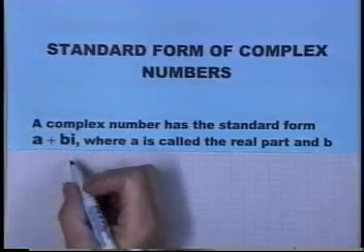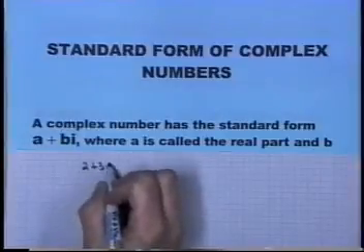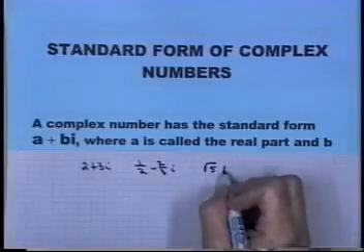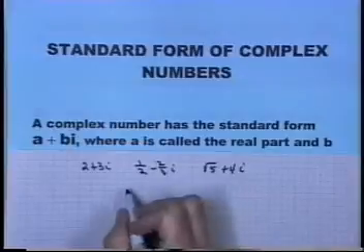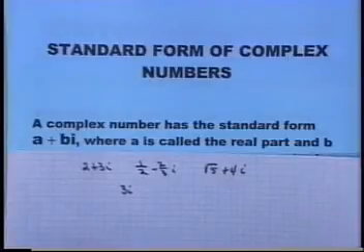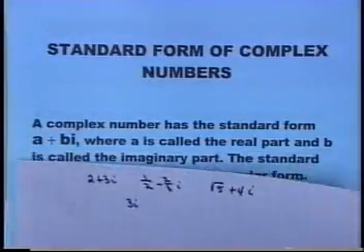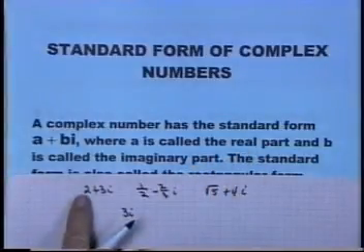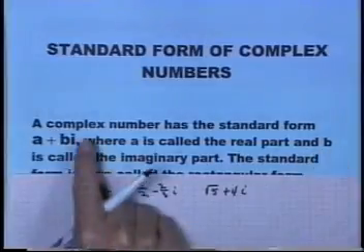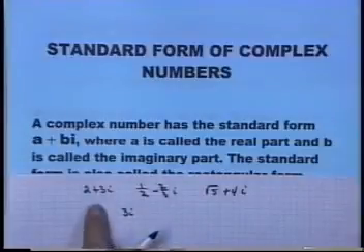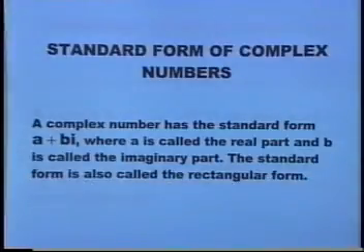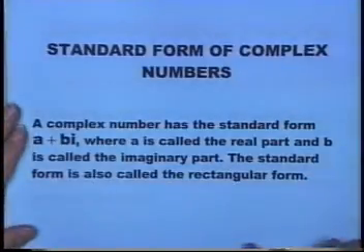Just to give you an idea, a plus bi are things like 2 plus 3i, 1/2 minus 2/3 i, the square root of 5 plus 4i, etc. 3i by itself would be a complex number. So these are the things that we're talking about, a complex number in standard form. Now, a is called the real part. That means this part right here. In this case, 2 would be the real part, 1/2 would be the real part, etc. b, which is the coefficient of i, is called the imaginary part. So here the imaginary part is 3. Here the imaginary part is -2/3.